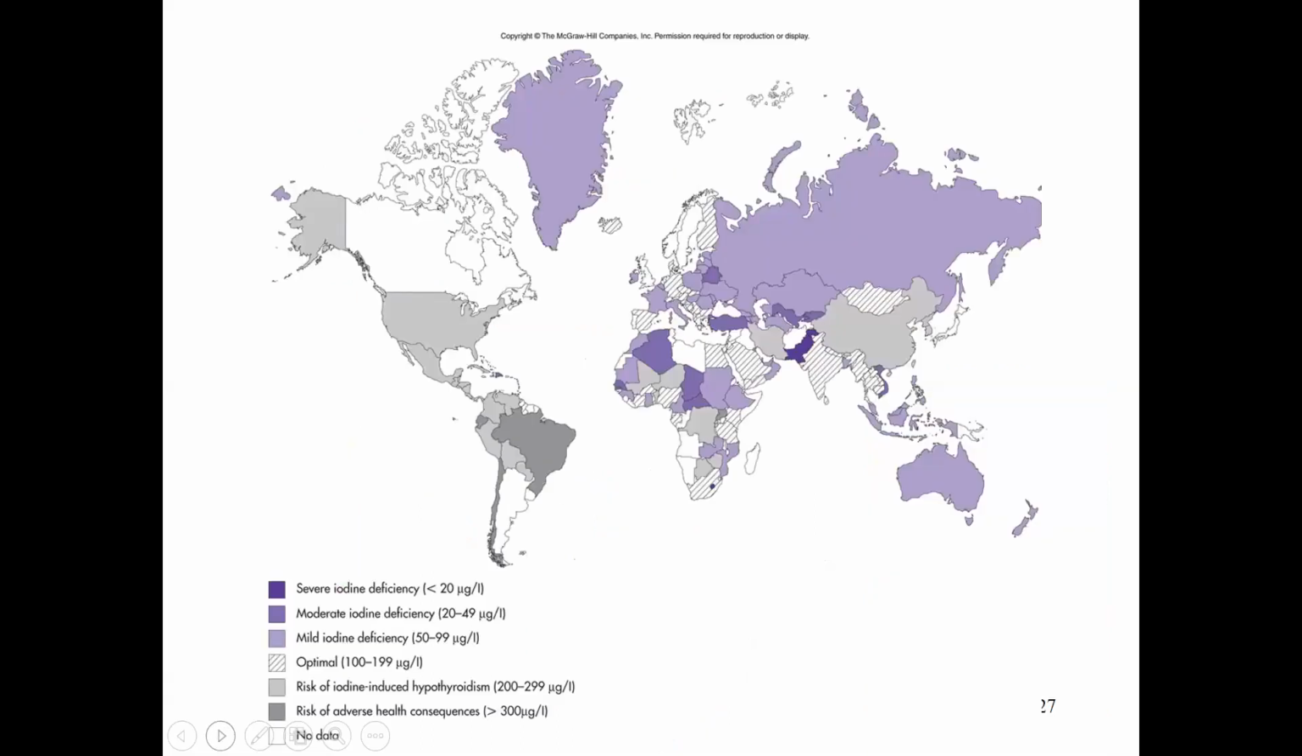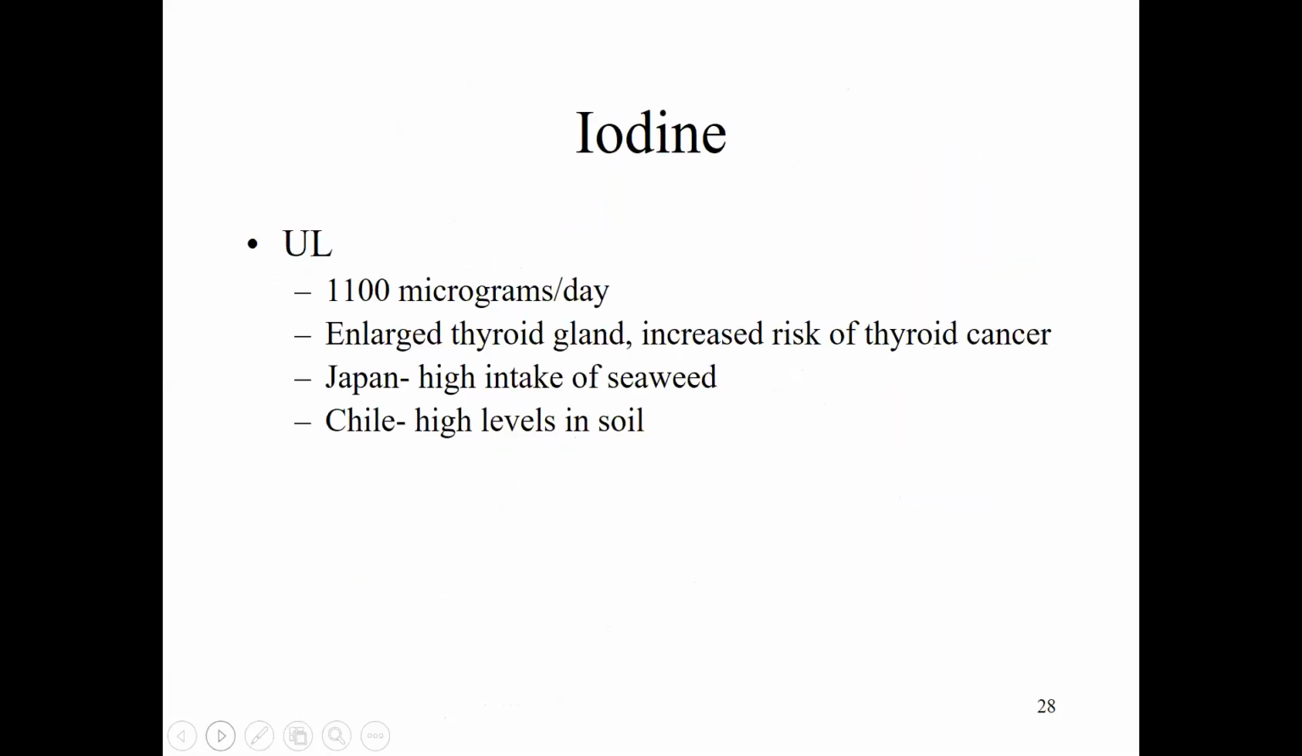Here's where we see iodine deficiency. I'll just give you a global snapshot. The places in purple are the problem areas. The darker the purple, the more severe. What these countries have in common is that they don't add iodine to their salt. So they would have to rely on usually seafood or seaweed, and if that isn't available or people aren't eating it, you will start to see goiters and problems with iodine. There is a UL.